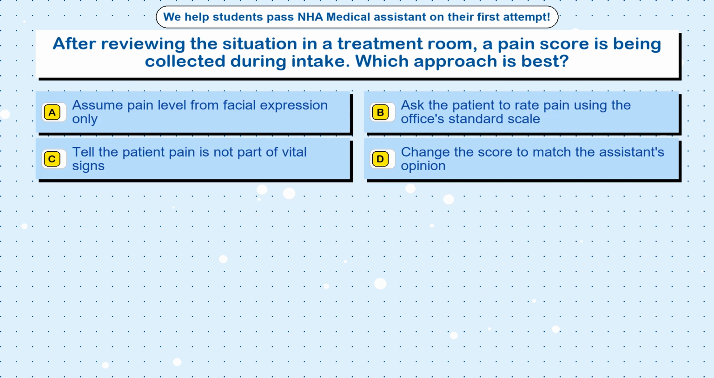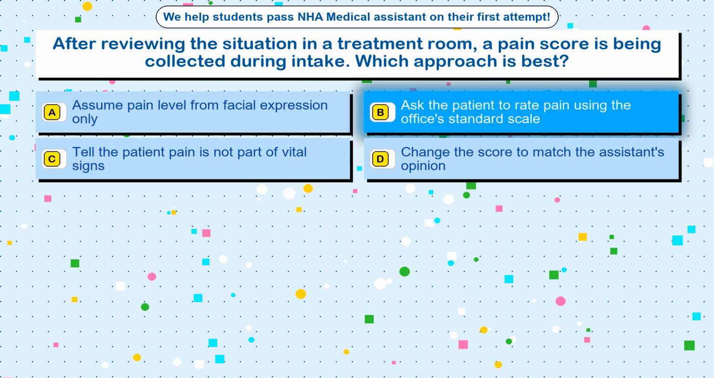Question 7. After reviewing the situation in a treatment room, a pain score is being collected during intake. Which approach is best? Option A, assume pain level from facial expression only. Option B, ask the patient to rate pain using the office's standard scale. Option C, tell the patient pain is not part of vital signs. Option D, change the score to match the assistant's opinion. The correct answer is option B, ask the patient to rate pain using the office's standard scale.